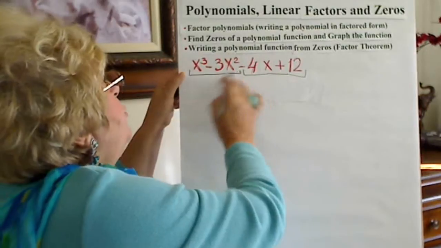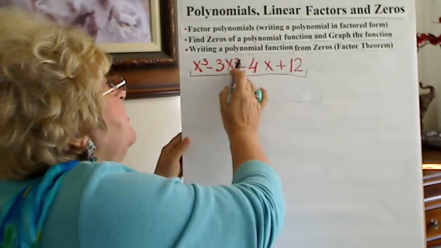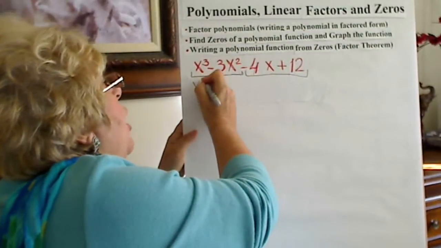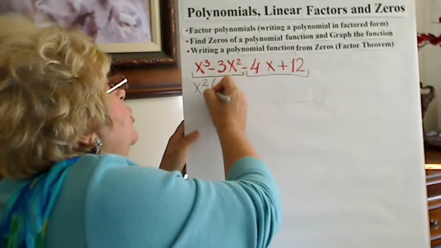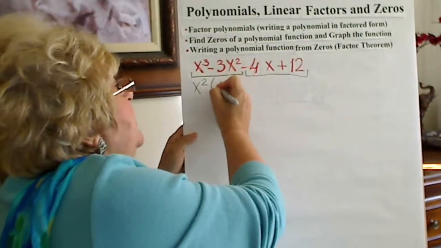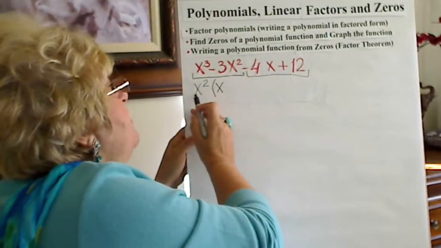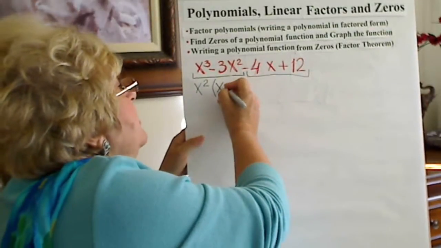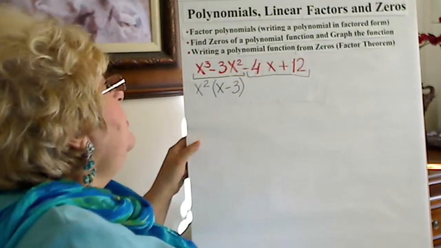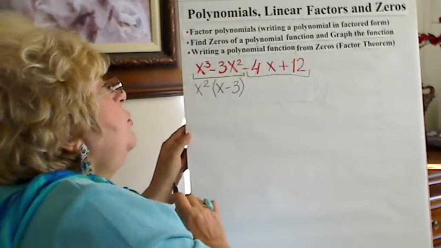Let's start with the first one, x cubed minus 3x squared. We see that we can put x squared outside of the parentheses. So x cubed divided by x squared will be x, and negative 3x squared divided by x squared will be negative 3. So we factored two of our terms.